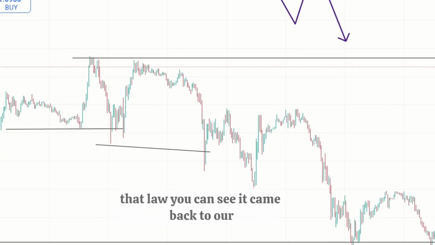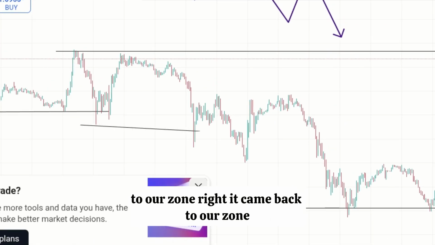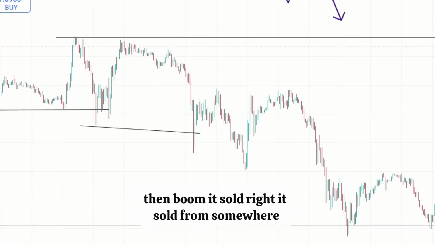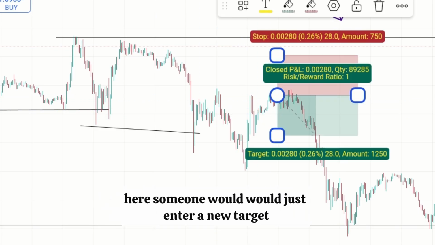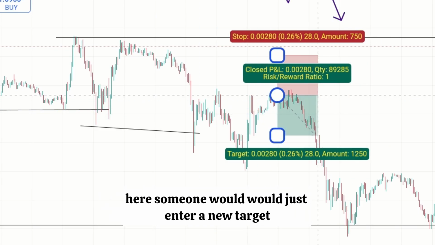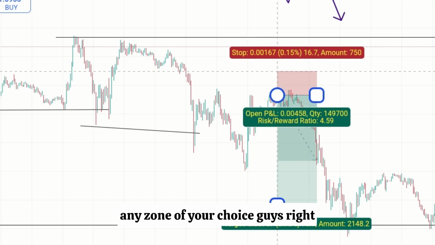Then after breaking that low, you can see it came back to our zone, right? Then boom, it sold, right? It sold from somewhere here. Someone would just enter and you target any zone of your choice, guys, right?